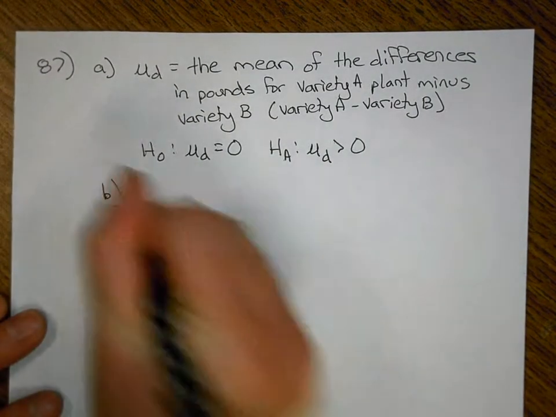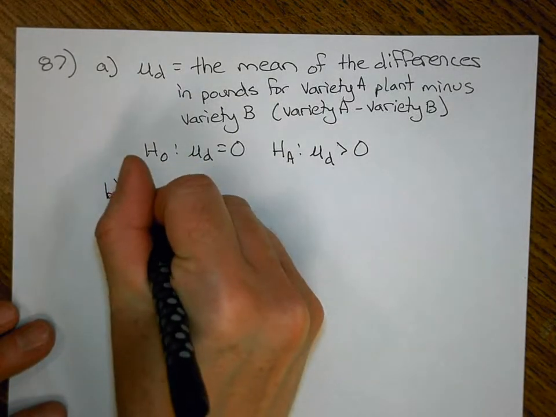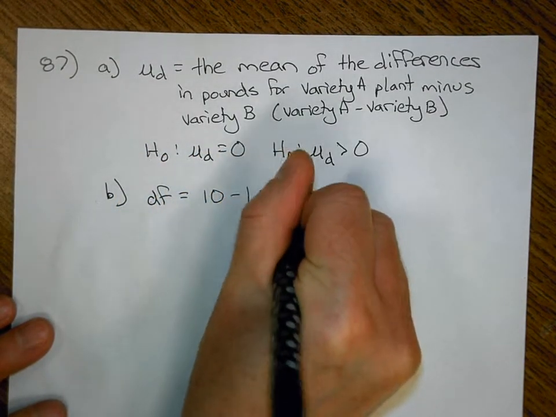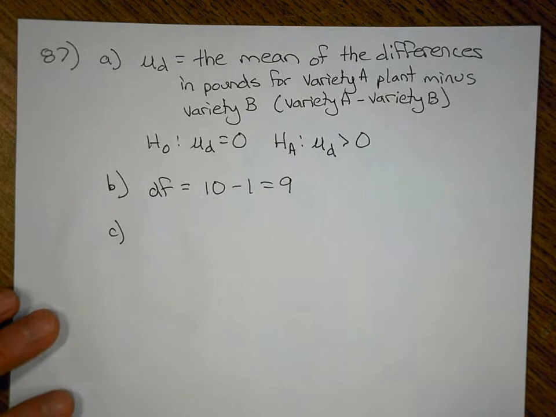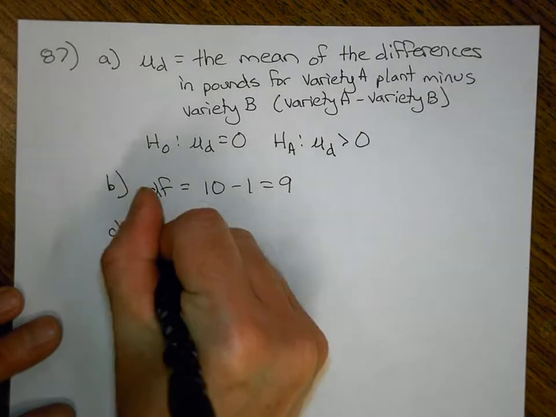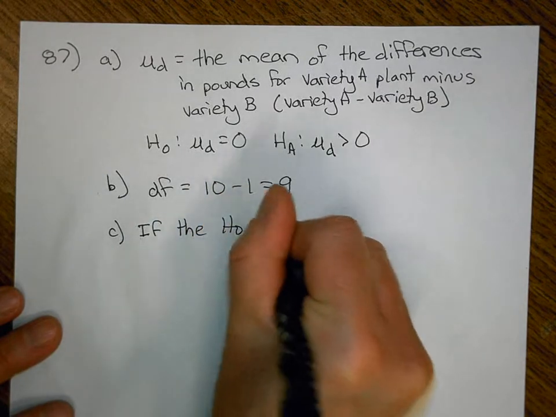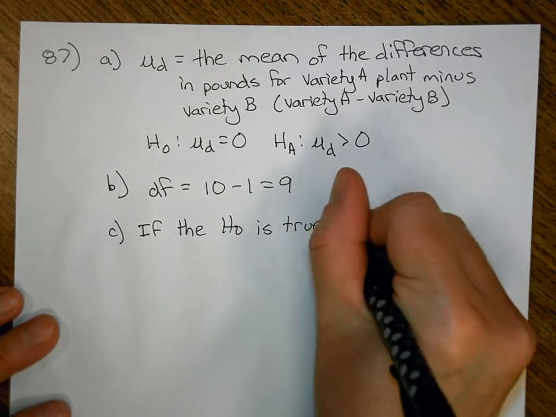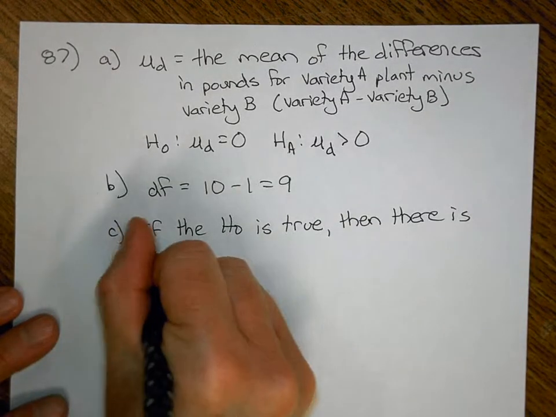Part B. What are the degrees of freedom for the paired t-test? That's just going to be your number of plants, which is 10, minus 1, which is 9. Interpret the p-value in context. Go back to the statistics writing language. If the null hypothesis is true, if the H0 is true, then there is a blank percent chance.